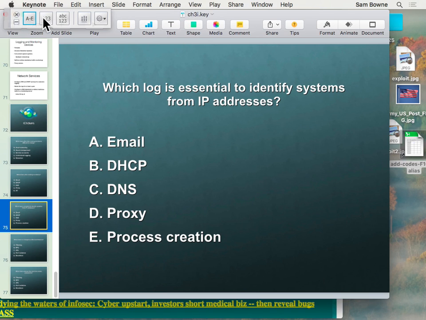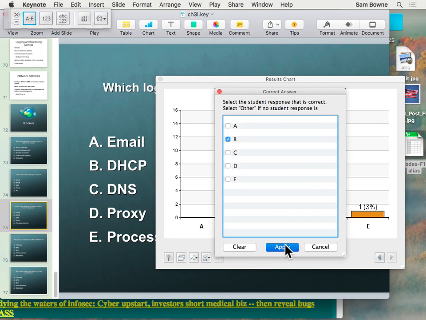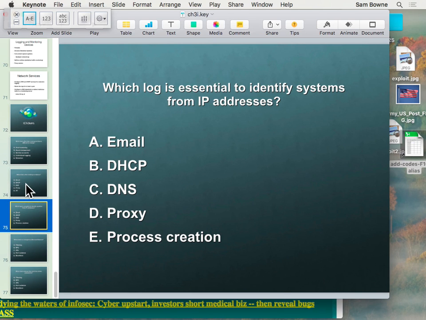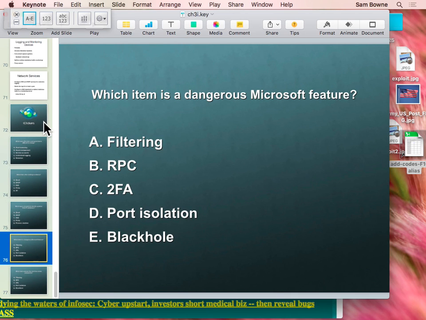All right, that's your DHCP. That's what hands out the addresses, and you have to log it, or you really will not know what machine is doing what. At this college, they like to use static addresses on the end user workstations, which is a much inferior, much more annoying, old-fashioned way to handle this problem. Anyway, all right, which one is a dangerous Microsoft feature?